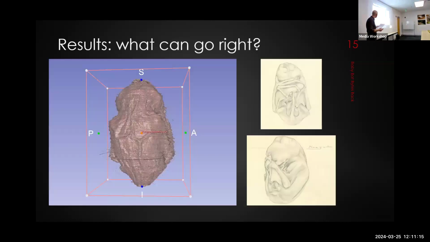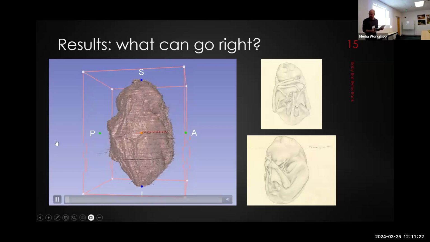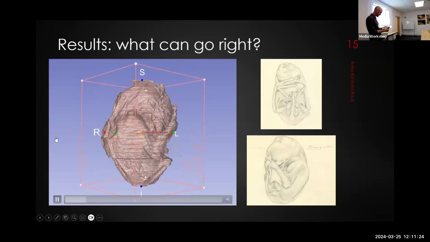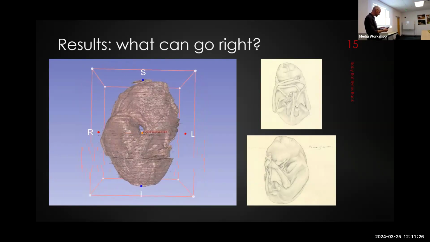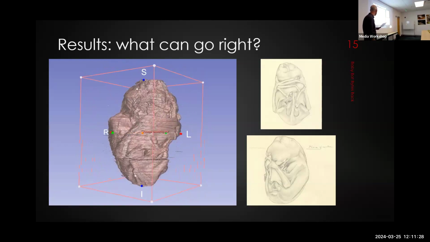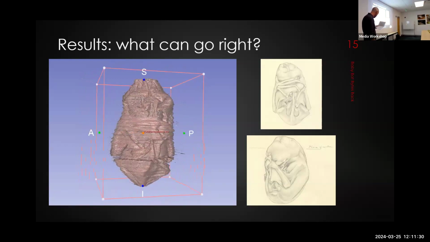So what can go right? Or can you start the movie up there? Yeah, thank you. So this is the result of rigid registration of 732 bat embryo slice images.